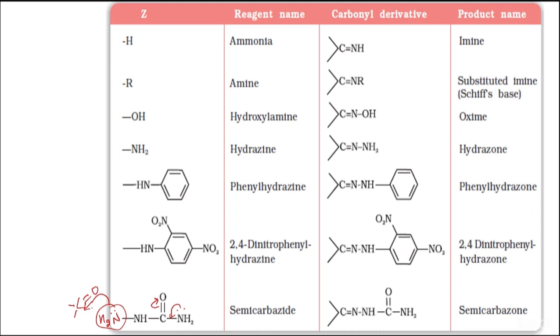And this question is asked in the exercise also, that in semicarbazide there are two NH2 groups but only one takes part in nucleophilic addition. So this is the reason: the NH2 group which is attached to CO is involved in resonance with the carbonyl group. So it does not act as a nucleophile for reacting with carbonyl compounds.